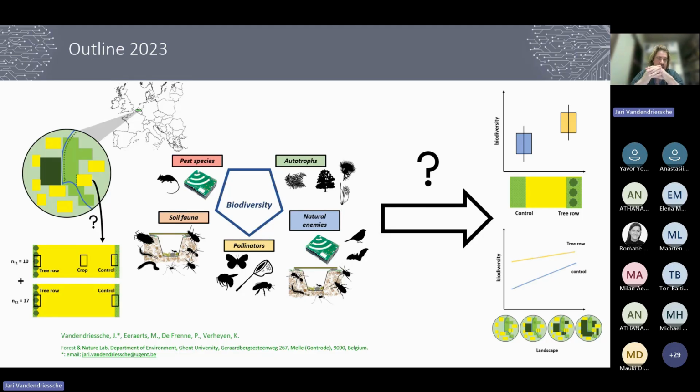What did we actually do? We looked at cereal fields with bordering tree rows, and then we sampled in the tree row, in a cropland plot, and in a control plot, so in a grassy margin. We really wanted to maintain a multi-taxonomic scope, where we could gather a broad influence on overall biodiversity present on a field. So we applied quite a few different techniques to catch as many groups as possible, with the aim of getting a view of the functional diversity present.